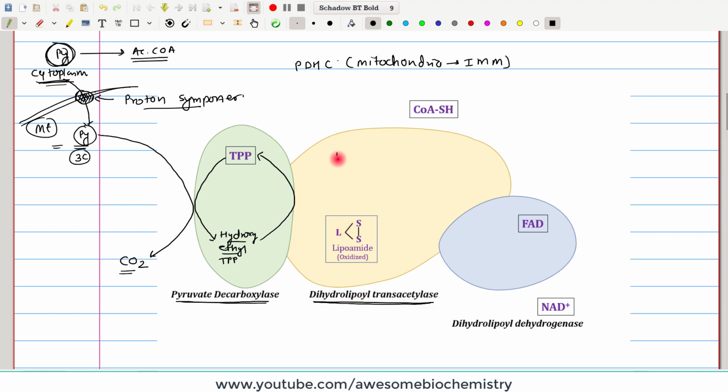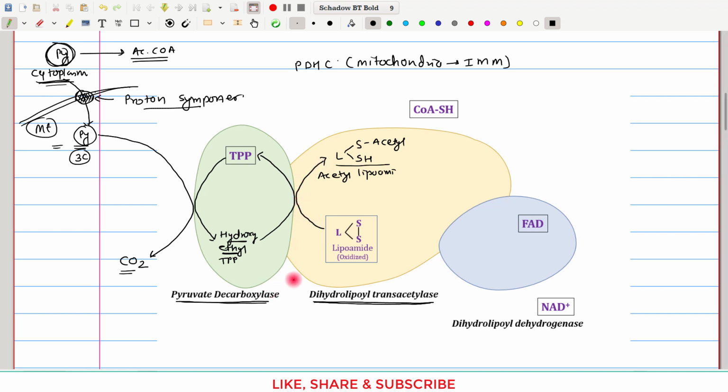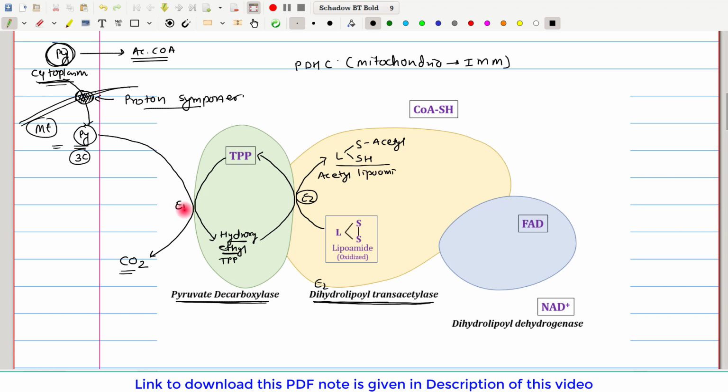See, this lipoamide has 2 sulfur atoms, right? So, from this hydroxyethyl, one hydrogen is given to this lower sulfur, and the remaining carbon skeleton, now known as acetyl, is given to this second sulfur. So, now this is the structure of lipoamide and this is acetyl. So, now this compound is known as acetyl lipoamide, right? So, simultaneously it is converting into this form, and this reaction is catalyzed by this E2. And this earlier reaction was catalyzed by this pyruvate decarboxylase, that is E1.